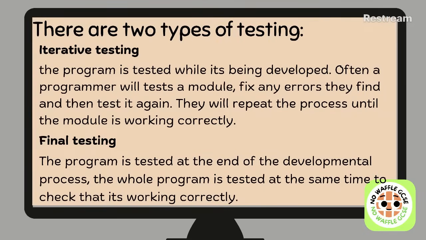Now there are two types of testing. So you've got iterative testing and final testing. So, iterative testing. The program is tested whilst it's being developed. So it's iterative, it's repetitive. If you've ever written a program in class, which I hope you have at least once, or at least tried to, you're going to keep checking it whilst you're doing it. You're not going to just write the whole thing and then check it at the end, because then you don't know where you've made the mistake.